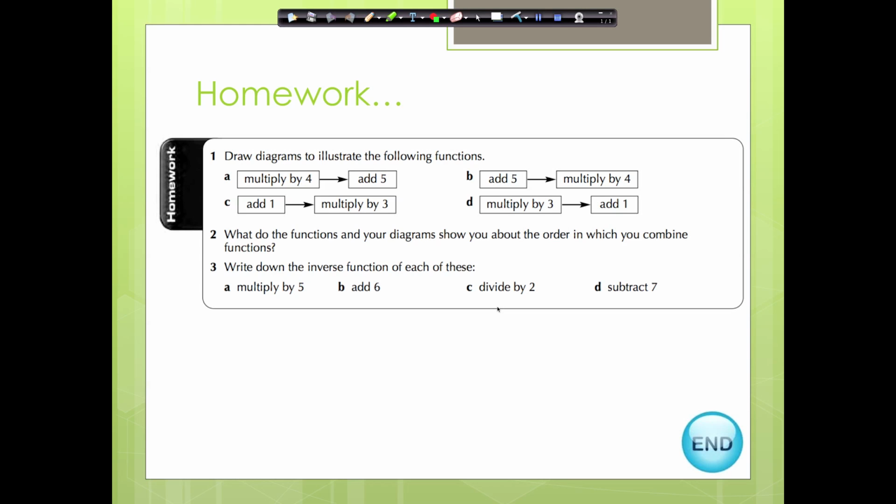I'll put some additional questions on the course page for you to try if you want to have more practice in this, and you can find ones that are a little bit harder. So for those of you that are finding this easy, you can try the additional questions, which I am going to put on the course page.